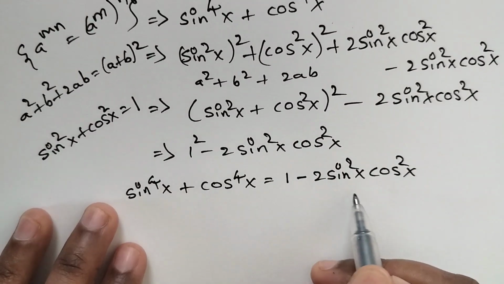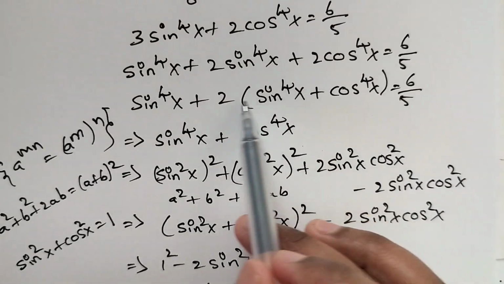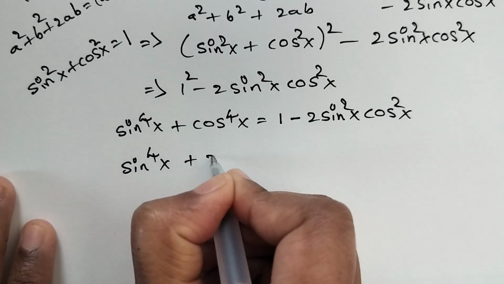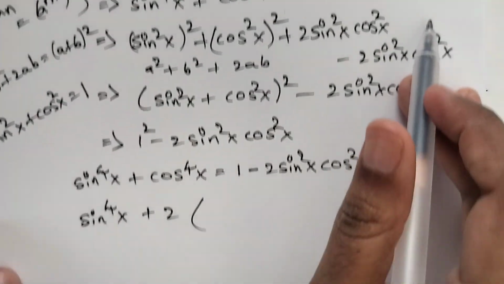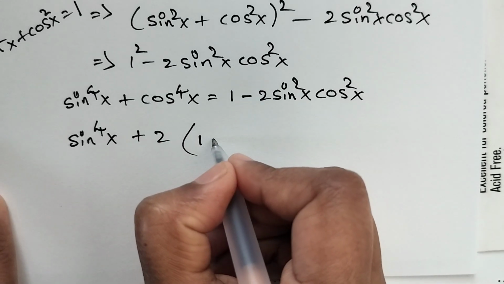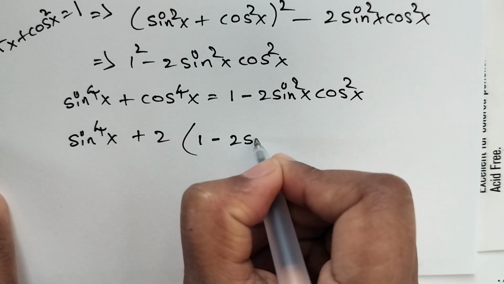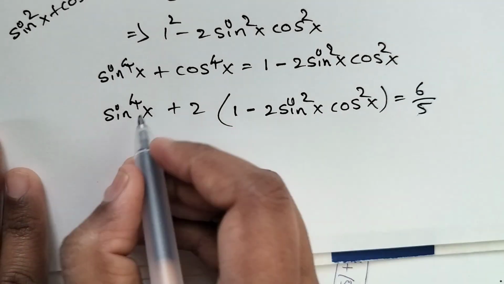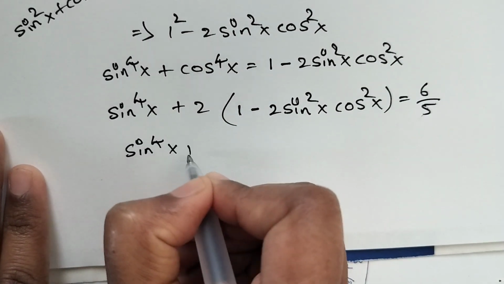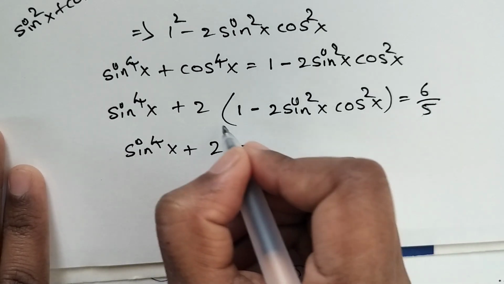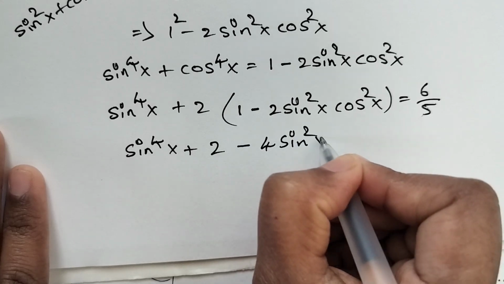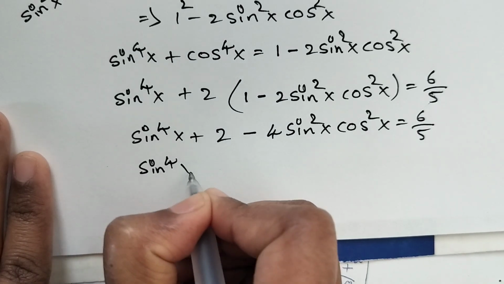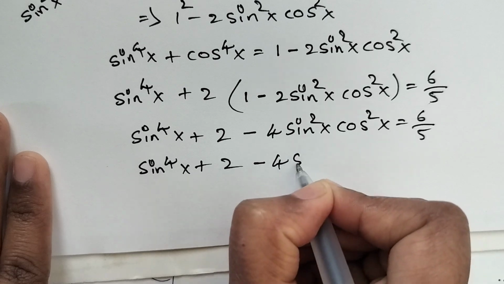In place of this term we are going to write this term. Now take this equation: sin⁴x + 2 times (1 − 2 sin²x cos²x) = 6/5. Sin⁴x plus, multiplying these two terms, 2 times 1 is 2, 2 times 2 is 4, so sin⁴x + 2 − 4 sin²x cos²x = 6/5.